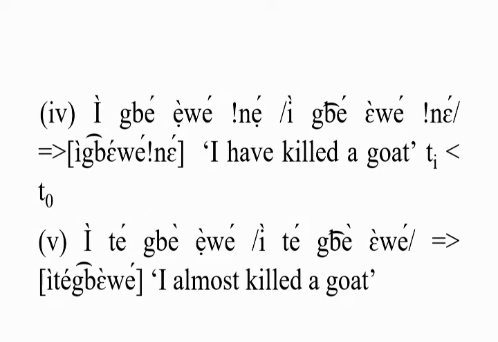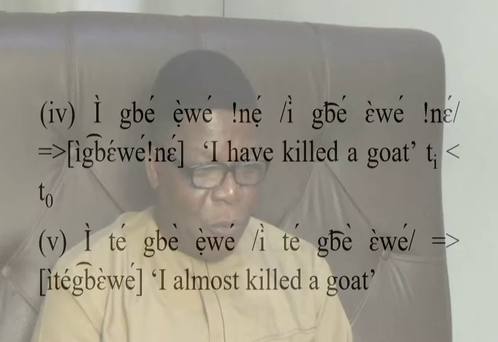Then the 5th there, itegbe ewe. I almost killed a goat. You can see, just by varying the tones, you have different tense markers, aspectual markers, and all that. That is the rich aspect of the tonal system of the language. Itegbe ewe. I almost killed a goat.